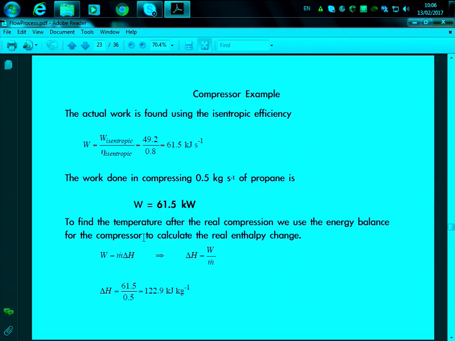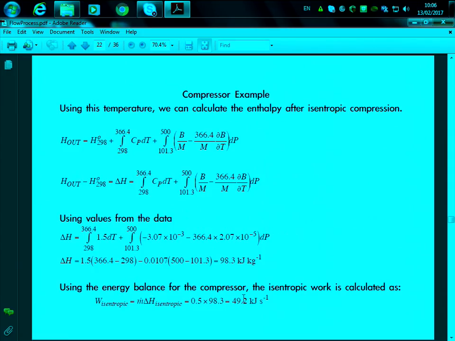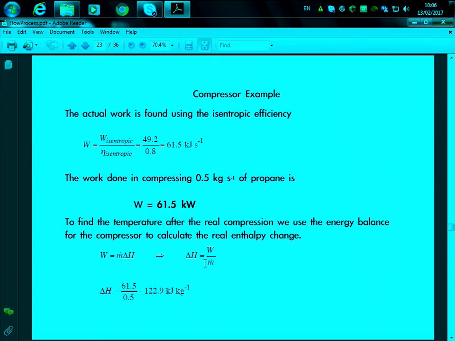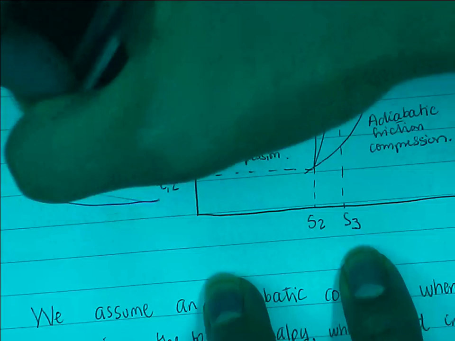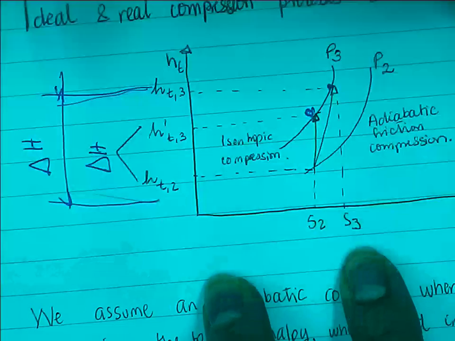That delta H will be this delta H, right? And we can see how this is higher than the one at isentropic conditions. So from the delta H, we'll go back to the equation of state, and from here we make temperature our variable, and we solve it for the temperature, and we get the temperature of compression of 382.9 kelvins.